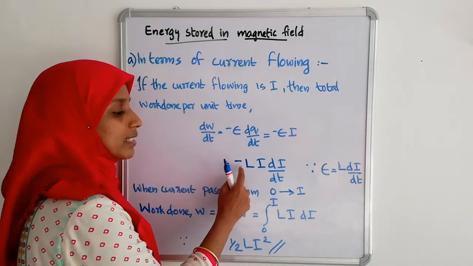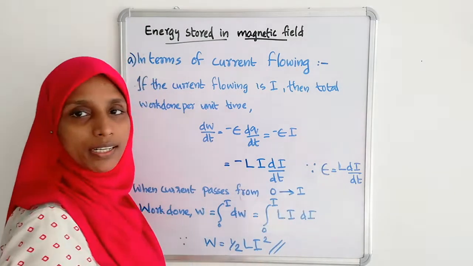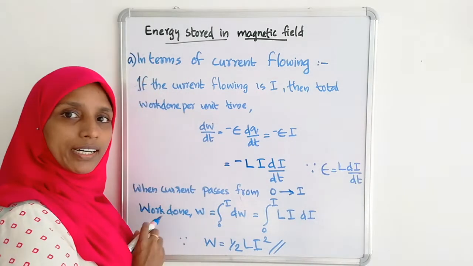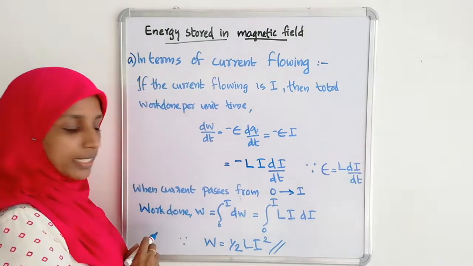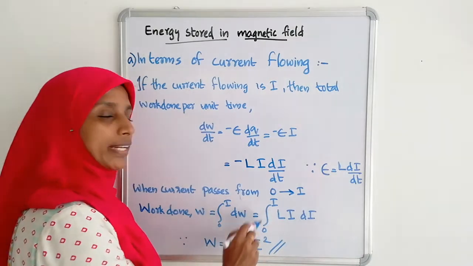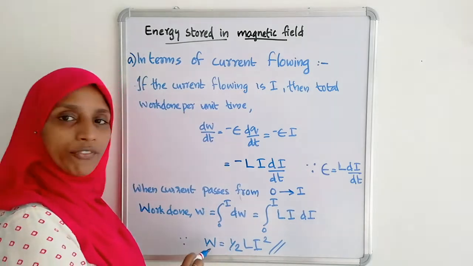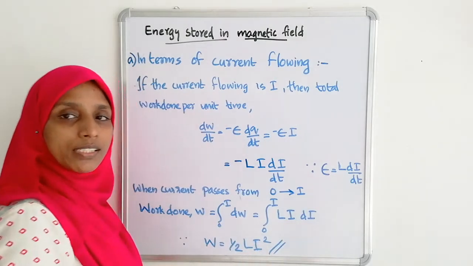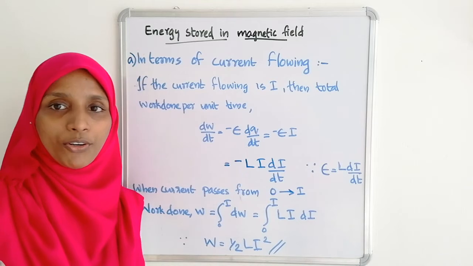That's equal to minus Li di by dt, as we know the induced EMF E can be written as L into di by dt. So, when the current passes from 0 to I, the work done W is equal to integral 0 to I dW, which is integral 0 to I Li di. By integration, the work done is half Li square, which is the expression for energy stored in a magnetic field in terms of current flowing.